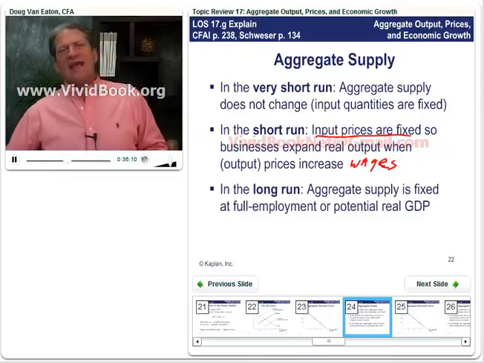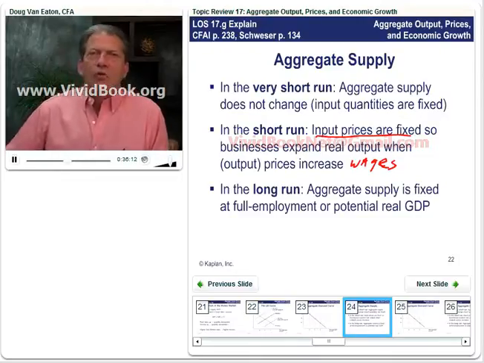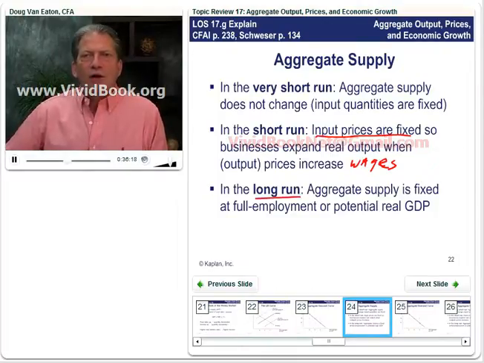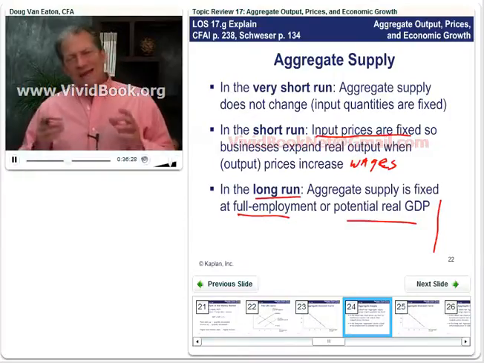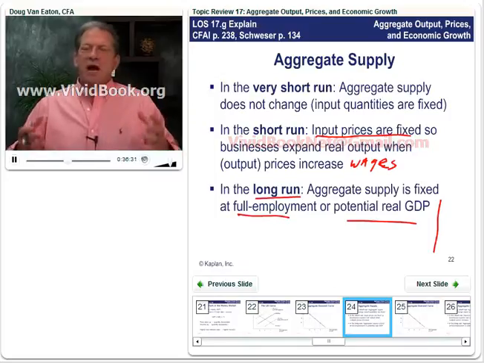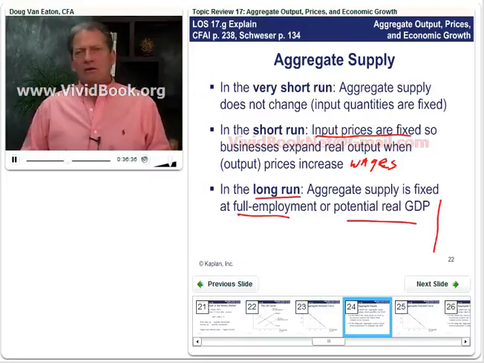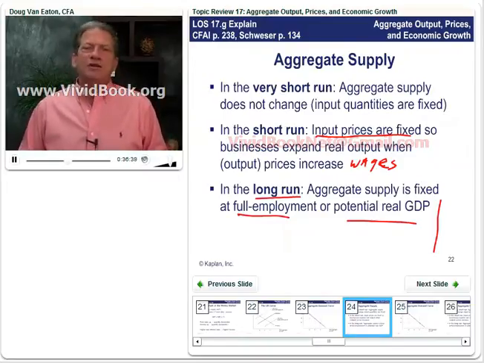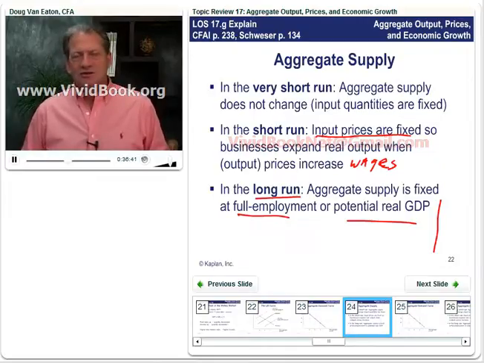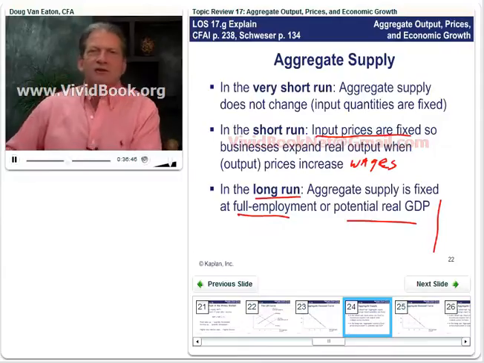So that's how we get back to long-run equilibrium. Because in the long run, aggregate supply is fixed. We'll draw it as vertical, right? Perfectly inelastic. Because when we talk about full employment or potential real GDP, this aggregate supply depends on the amount and the quality of labor available in the economy, the capital stock that they have to work with, and at any point in time, the technology that's used to convert these other resources into final goods and services.